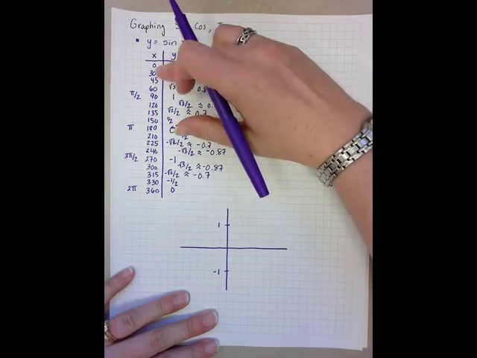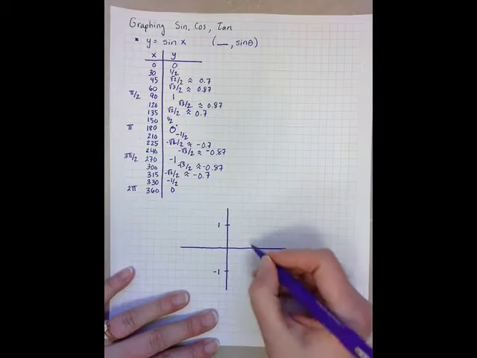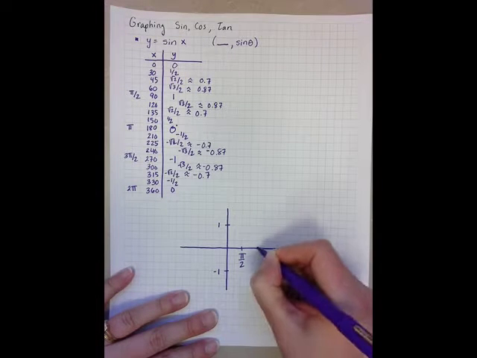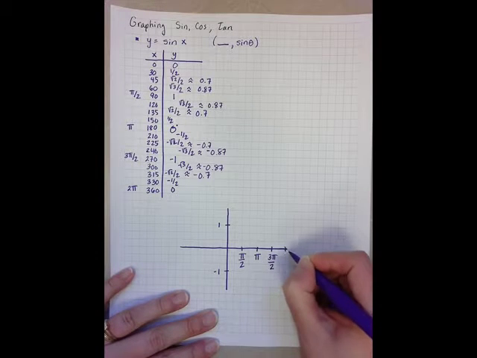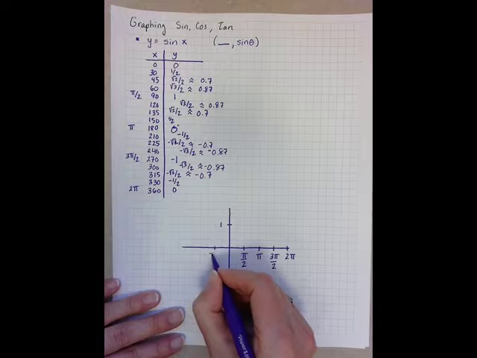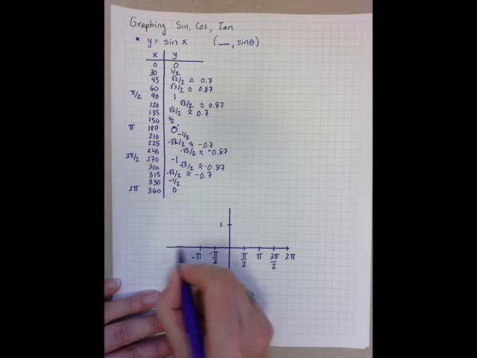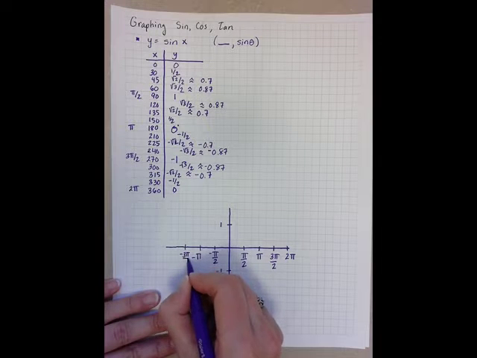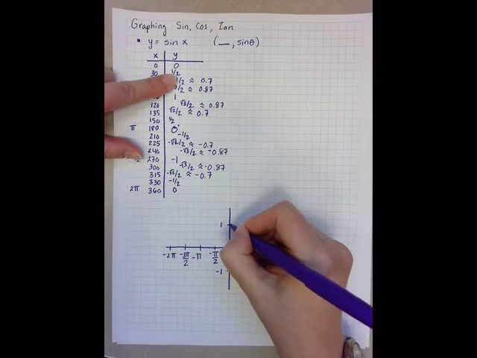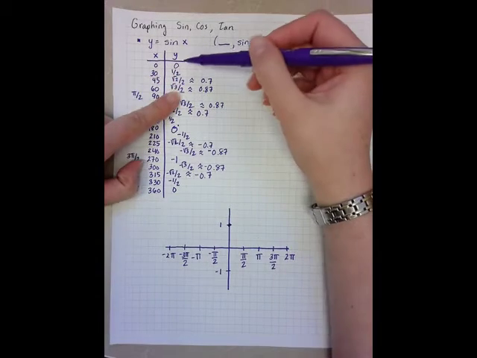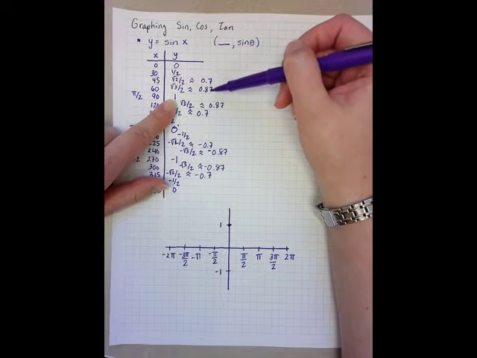I'm going to ignore the 30, 45, 60 for right this second. And I'm going to anchor us at 0 degrees, pi over 2, pi, 3 pi over 2, and 2 pi. And I'll do that for the negatives also. Negative pi over 2, negative pi, negative 3 pi over 2, and negative 2 pi. So at 0, I'm at 0. Between 0 and 90, I am going up, 0.5, 0.7, 0.87.